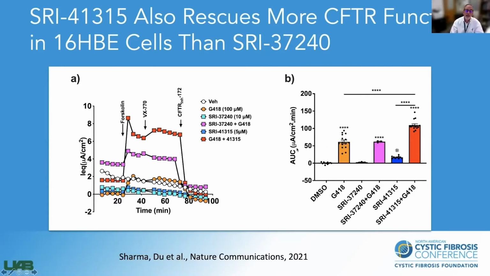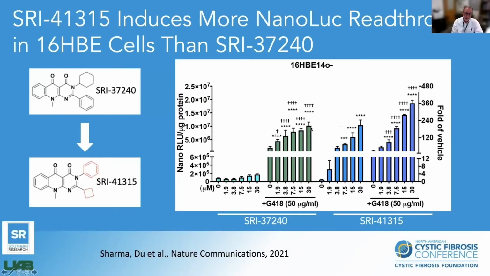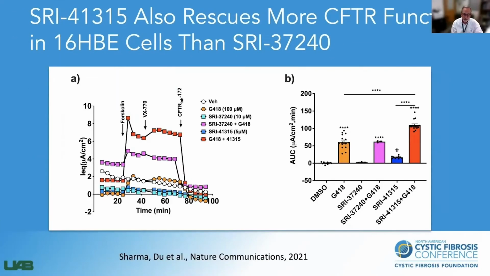So here's a quantitation of this data. Here is G418 alone. 37240 doesn't do much, as we saw in the reporter assay. 37240 plus G418, we see about the same as G418 alone. 41315 has a significantly higher level of CFTR activity, which is further amplified by the G418. So we're getting up to a level of about 100 AUC units, which is about 7% of wild type CFTR activity. Still a ways to go.